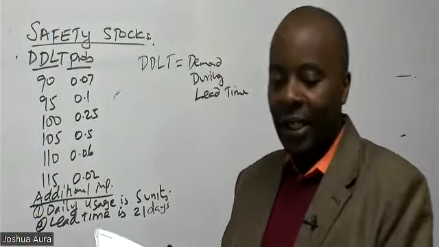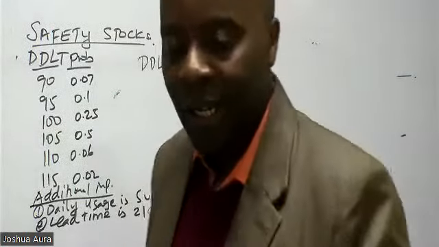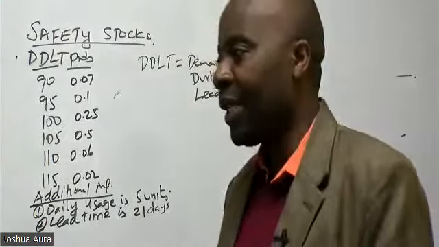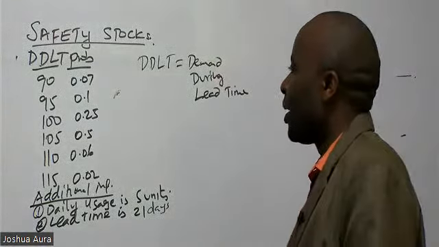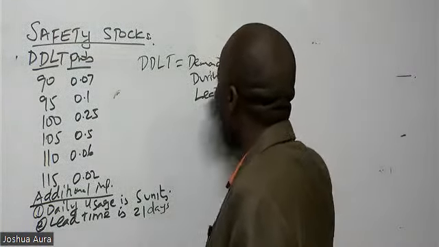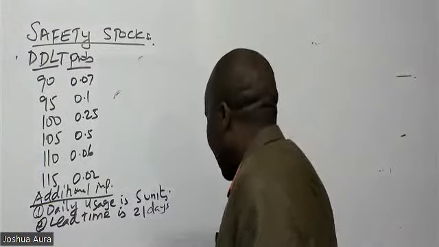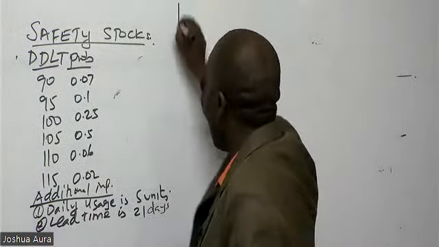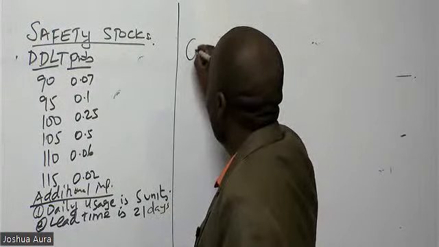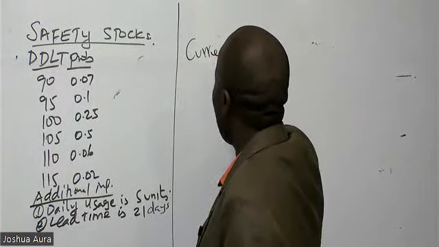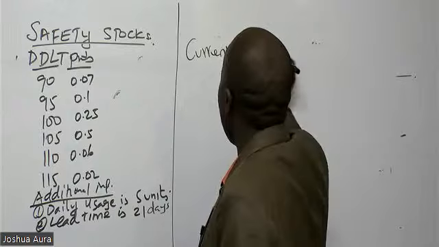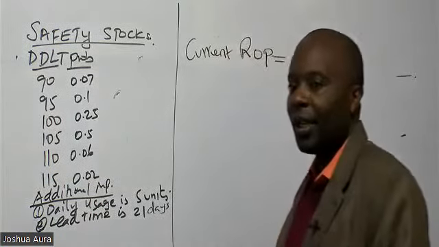If I get this kind of question, ladies and gentlemen, this is an examiner who is wishing me success, and this is what I should do. The very first thing that I will do in this kind of question is get what we call the current ROP. That is the first step. Very important.